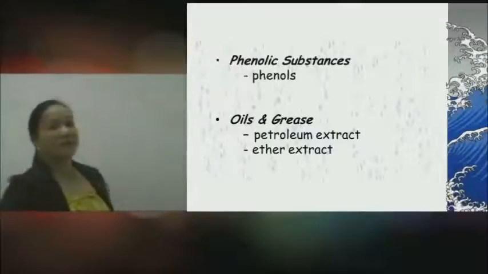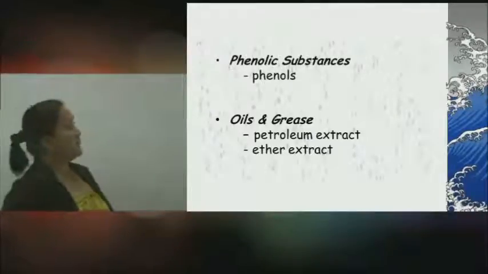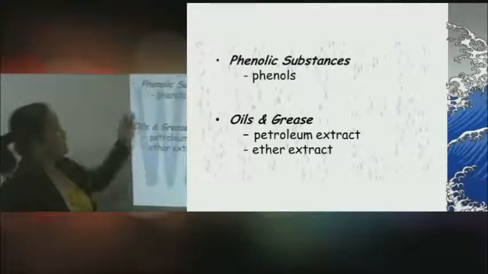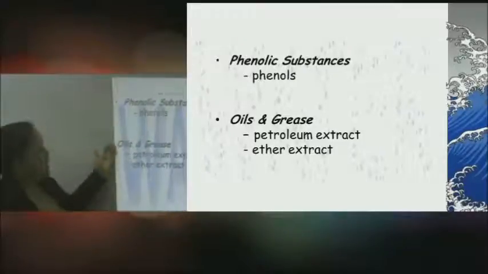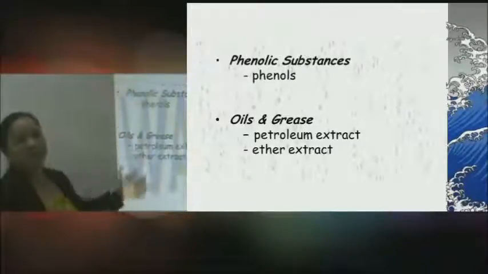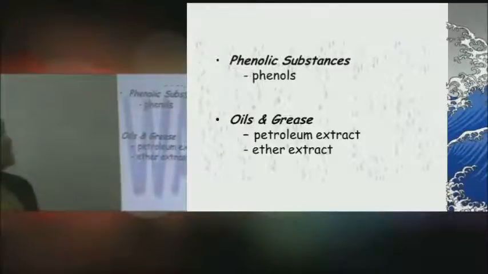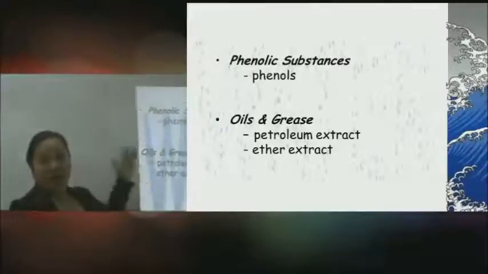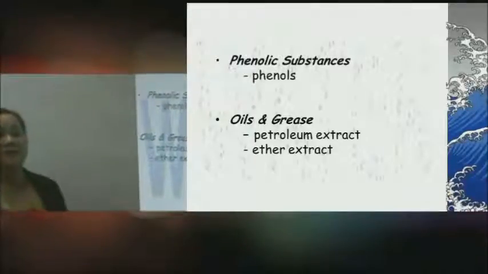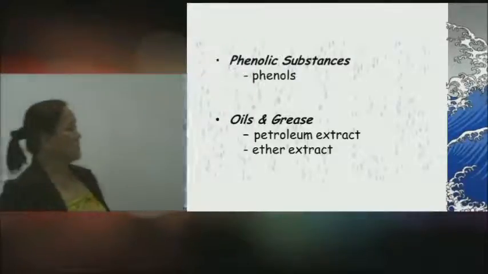Some of the chemical organic properties would also include phenolic substances, oils, and grease. Now, you have learned from your analytical lab that you can measure this using FTIR, or you can also make use of your UV-Vis to determine the concentration of these pollutants.